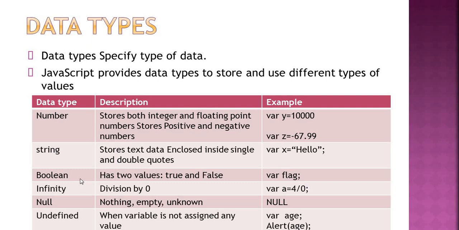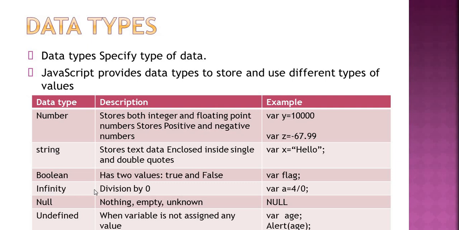Third data type is Boolean. Boolean data type has two values, true or false. Example, var flag. Now students, whenever we have comparisons, whenever we want to find out the greater of two numbers, in that case the result comes out as true or false. Boolean variables are used for comparisons.